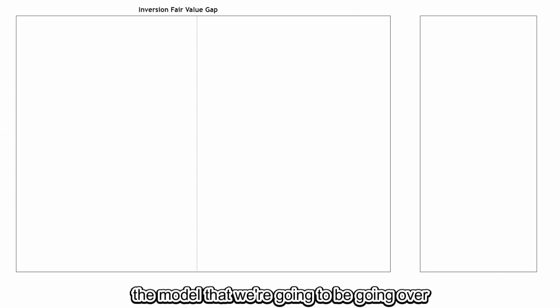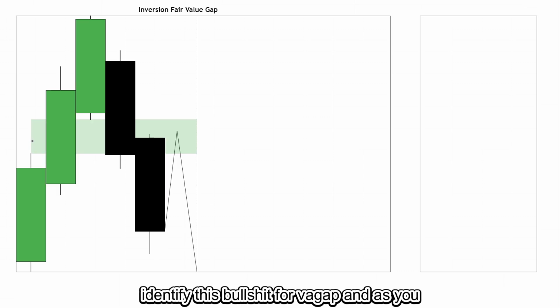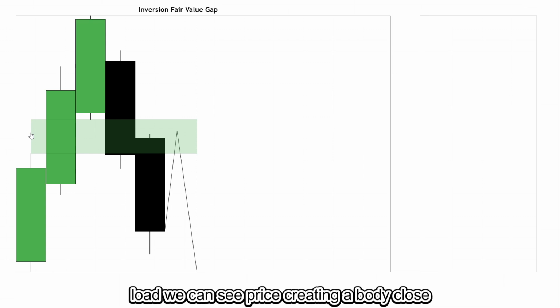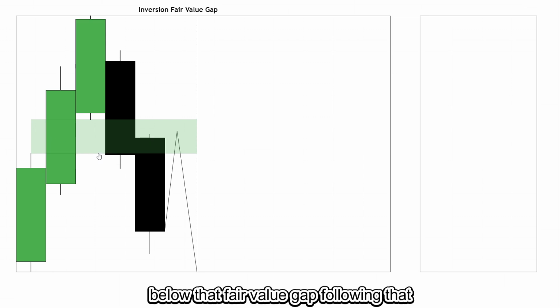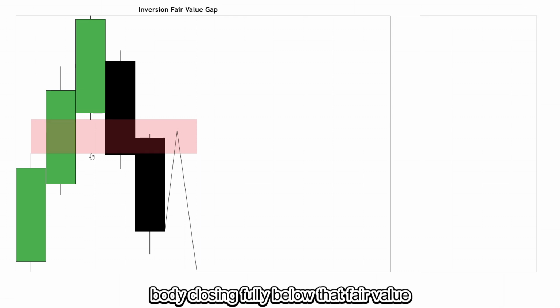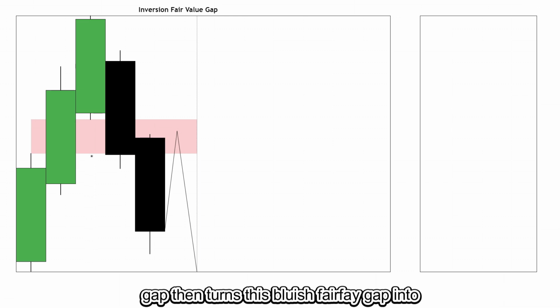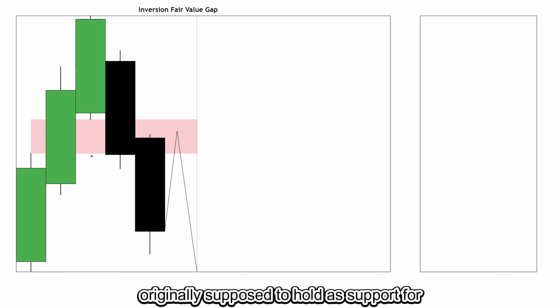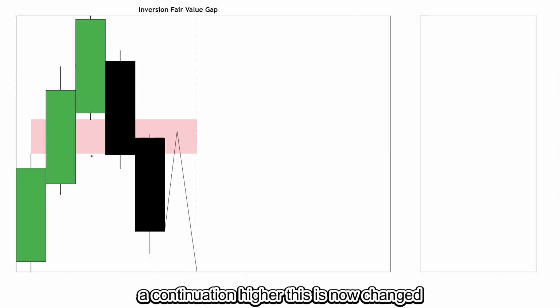The model that we're going to be going over is the inversion fair value gap model. In this first depiction here, we can clearly identify this bullish fair value gap. And as you can see, soon after creating this bullish fair value gap, we see this shift. Following that shift lower, we can see price creating a body close below that fair value gap. Following that body closing fully below that fair value gap, this then turns this bullish fair value gap into an inversion fair value gap, where this previous fair value gap, which was originally supposed to hold as support for a continuation higher, is now changed to a resistance level to hold and reverse lower.